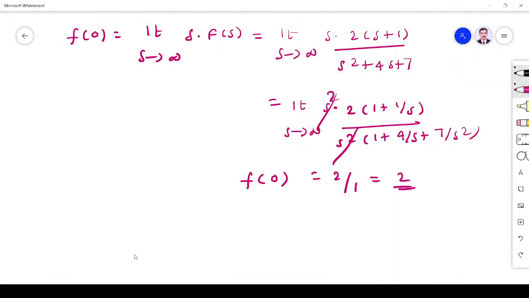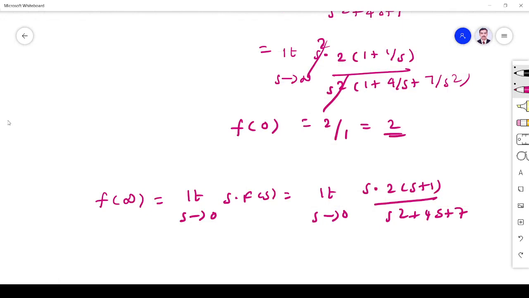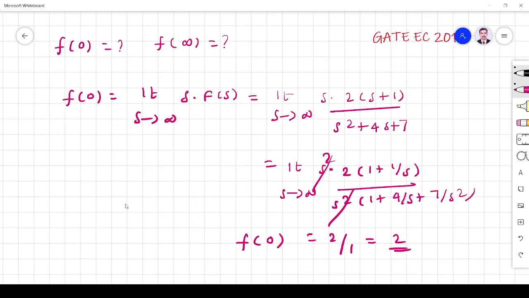Next I find f(∞). f(∞) is final value theorem, it is limit s tends to 0, s into F(s). So limit s tends to 0, F(s) is given here, so it is same thing, 2 into (s + 1) divided by s² + 4s + 7. So if we substitute 0 here, what will happen? I get 0. So f(∞) is 0. f(0), initial value is 2, final value is 0.